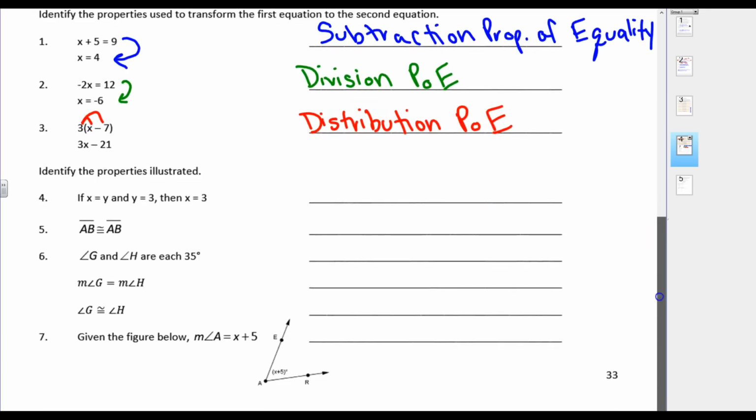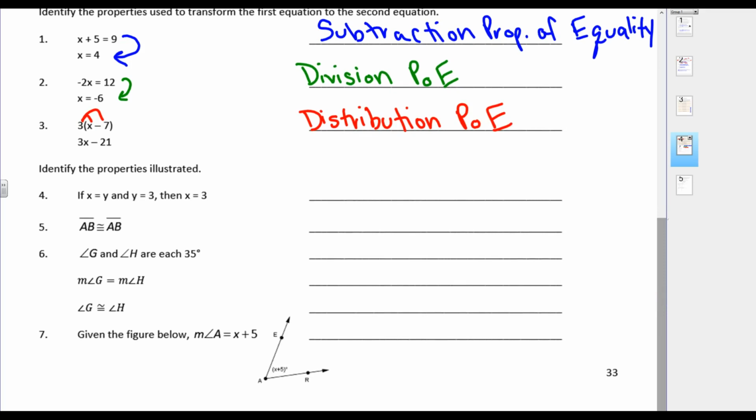Now, let's take a look at some more properties here. If x equals y and y equals 3, then x equals 3. This, guys, is your chain reaction. X equals y equals 3, x equals 3. This is transitive property. A lot of people want to call this the substitution property, but whenever you're taking whole sides of equal signs and replacing them with other whole sides, it's really the transitive property.